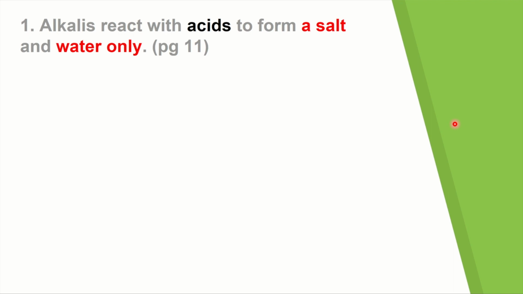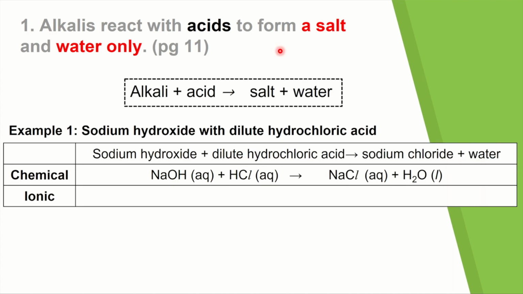So recall, under acids, alkalis are soluble bases. I repeat, alkalis are soluble bases. So they can react with acid to form salt and water. This is a reaction that we have covered under acids. How to come up with the ionic equation, please go and refer back to the previous video.